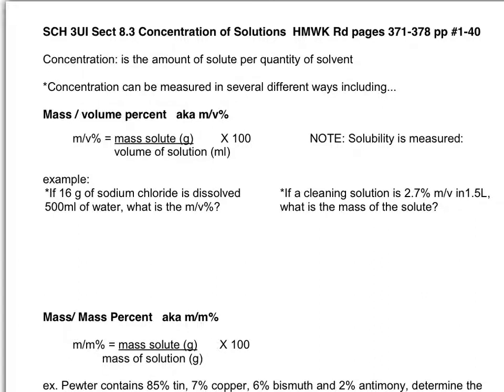Okay, so the first one is mass per volume percent, and that's going to be the mass of the solute in grams. So if it's not in grams, you've got to convert it to grams, over the volume of solution in milliliters. And again, if that's not in milliliters, you've got to convert it to milliliters. Solubility is always measured in mass of solute over mass of solvent.